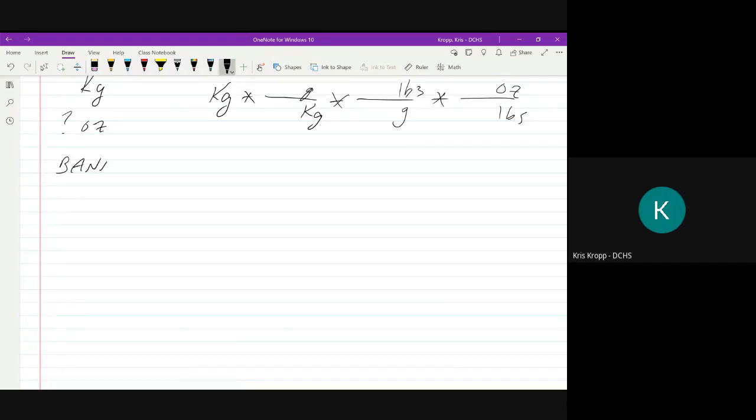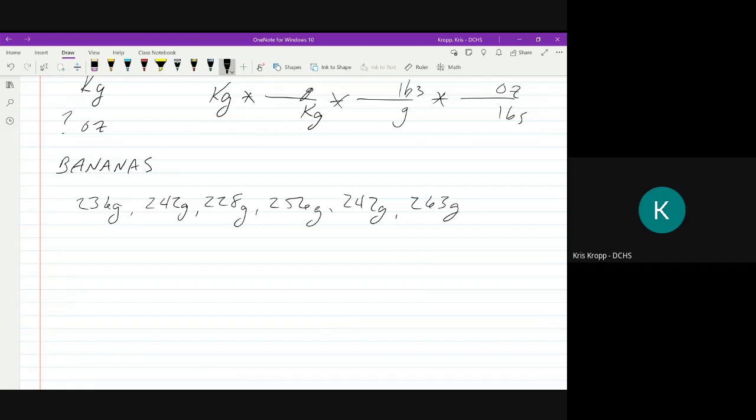So let's say I buy a bunch of bananas and I measure those bananas and they weigh, I've got 236 grams. And I've got 242 grams, and I've got 228 grams, and I've got 256 grams, and I've got 242 grams, and I've got 263 grams. Okay, so there's my bunch of bananas. It's got 6 bananas in it. And they all have a different weight.